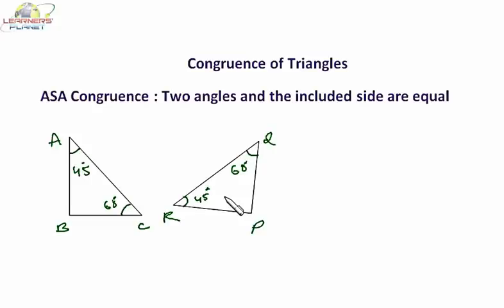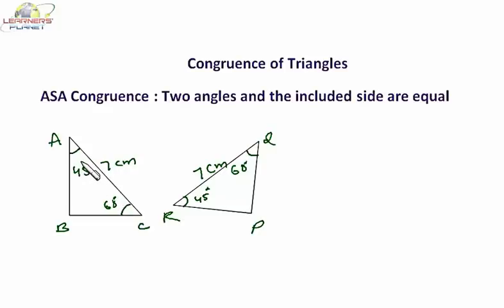In this case, we can see the length of line segment AC is equal to the length of line segment QR, and angle RQP is equal to angle BCA, and angle QRP is equal to angle BAC. That means these two angles are equal to these two angles, and this line segment is equal to this line segment. So the two angles and the included side, these two are angles and this is the included side.